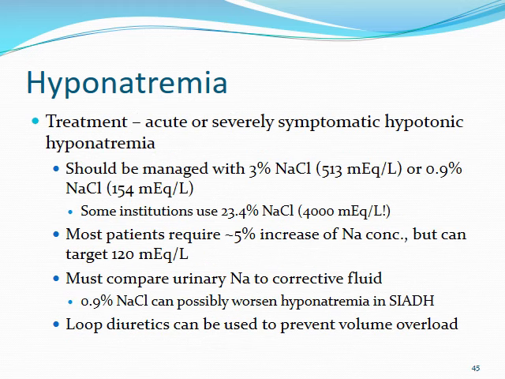So again, treatment, if you're having acute or severely symptomatic patients, really should be managed with hypertonic saline, either 3%, which you can see here is pretty concentrated at 513 milliequivalents per liter, or even 23.4%. It's a very, very concentrated form there. Now, most patients generally require around a 5% increase in serum sodium in order to get over the hump for a lot of those significant CNS manifestations.